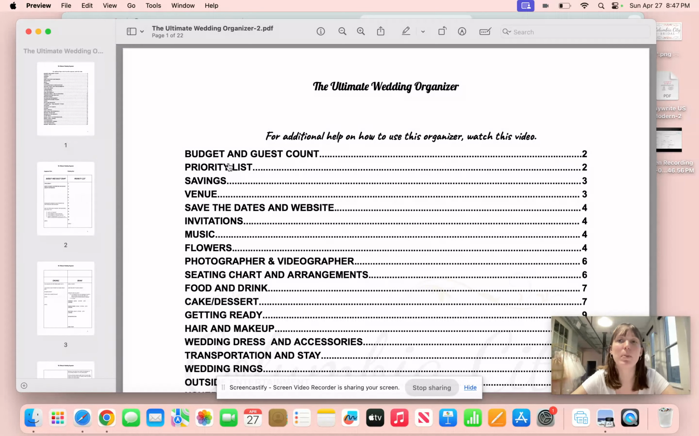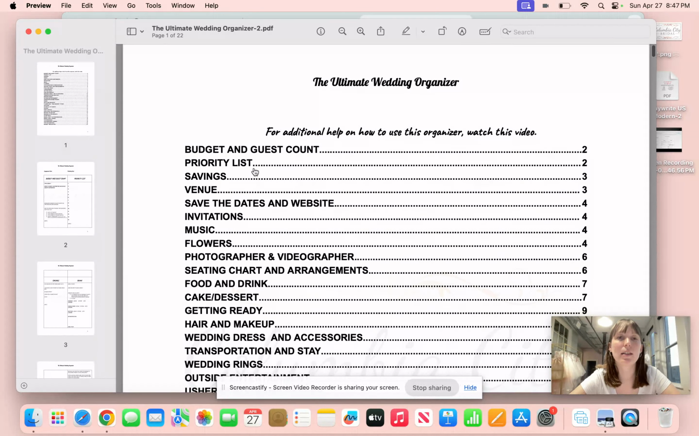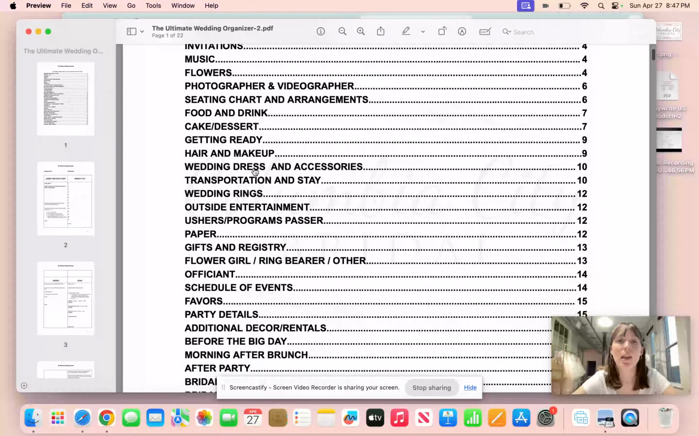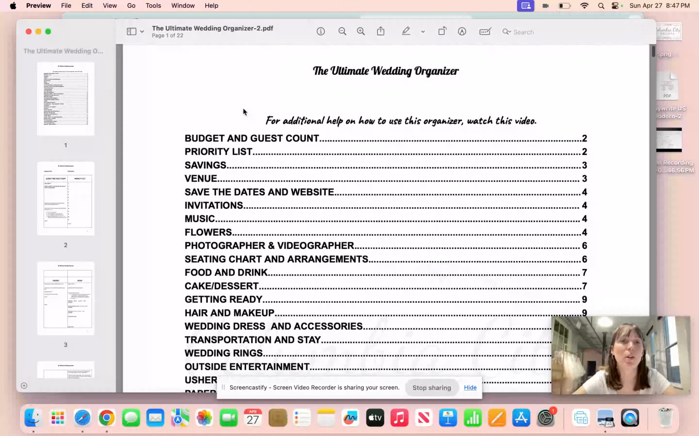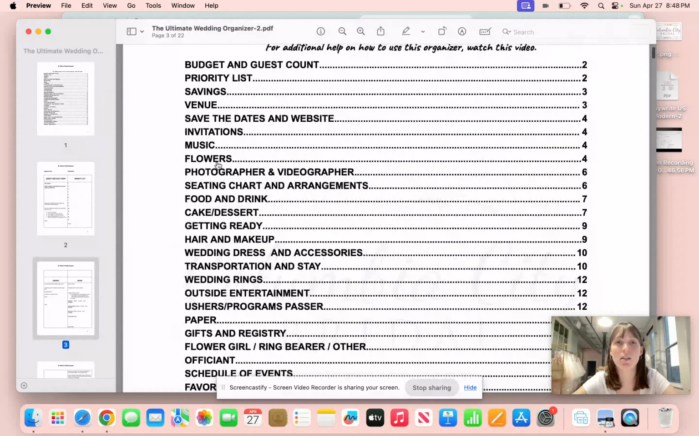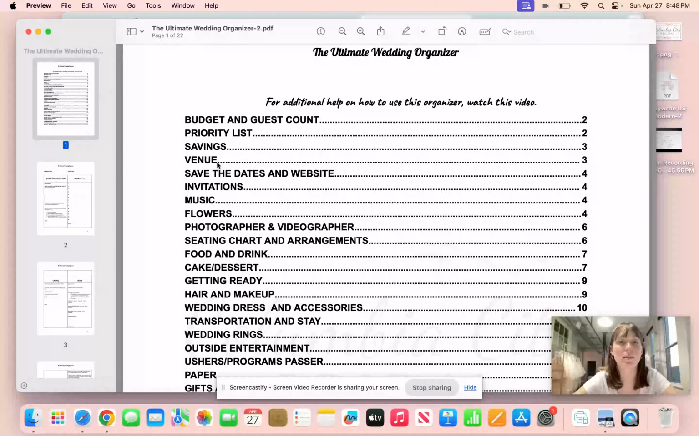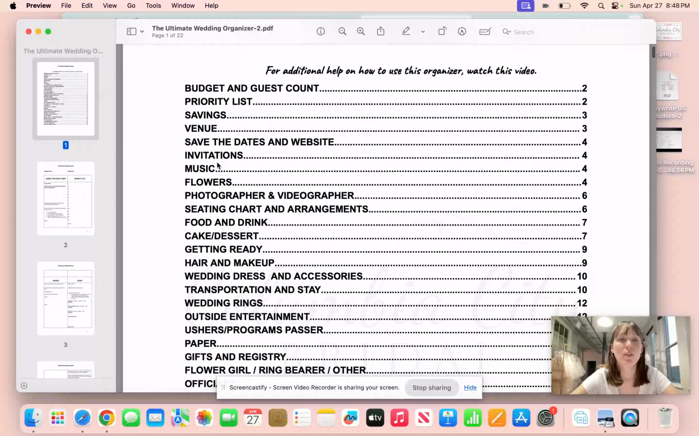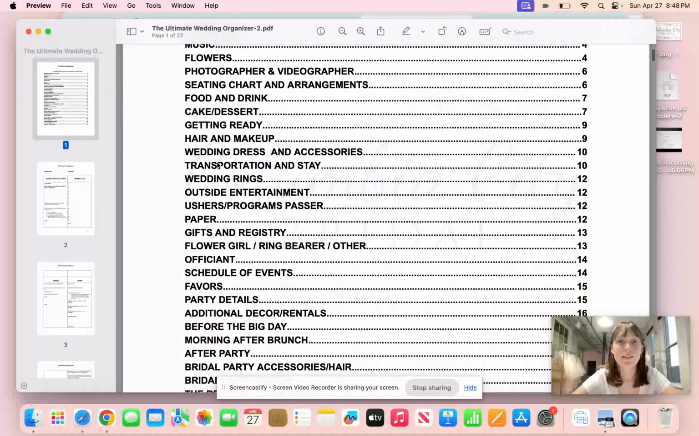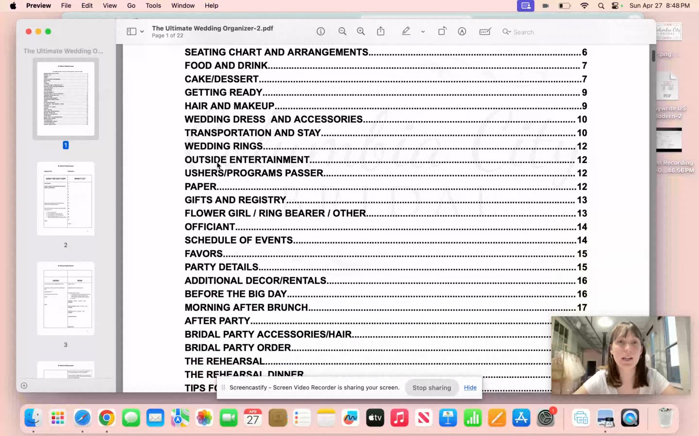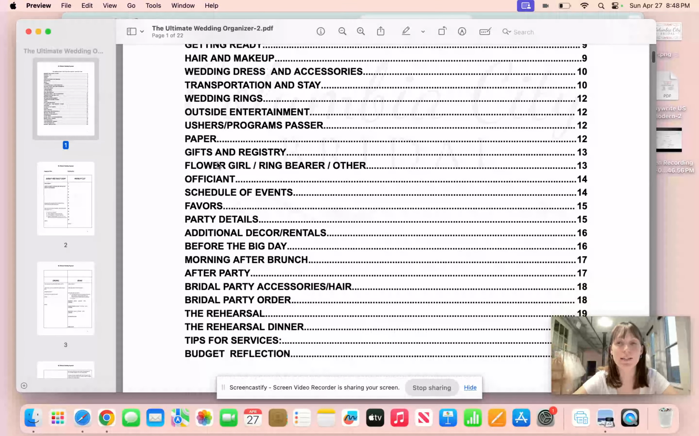So I have a PDF here and it has the table of contents. At least on my screen, I can click on it and then it will go directly to that section. So if that works for you, that is awesome. As you can see, there are lots of categories. So the idea behind this organizer is not a timeline.